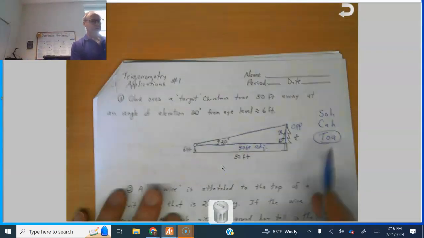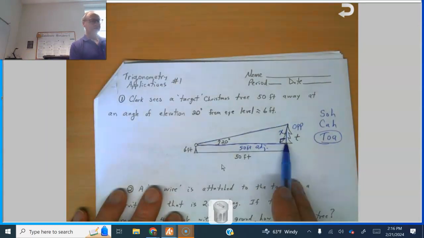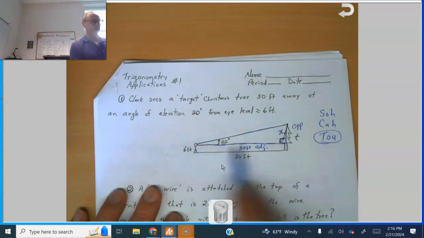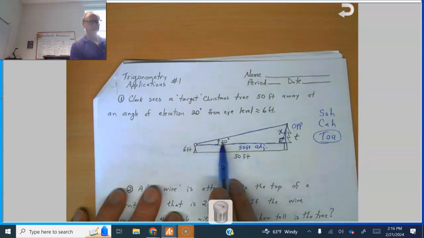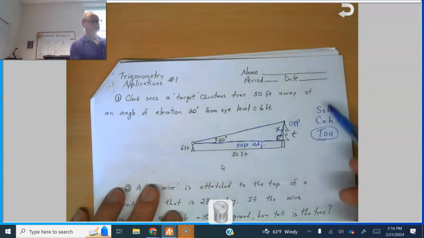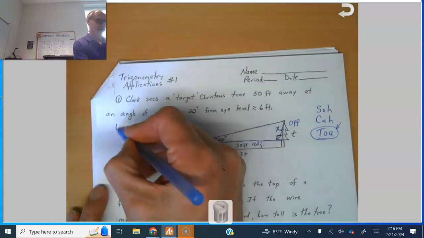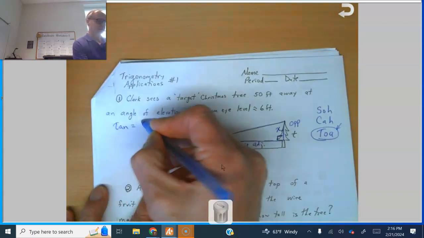All right, guys. We have his eye level is 50 feet from the tree. The triangle of interest is right here. 20 degrees is our reference angle. This is the opposite and the adjacent side. You look at SOHCAHTOA, and we decided that tangent is opposite over adjacent.